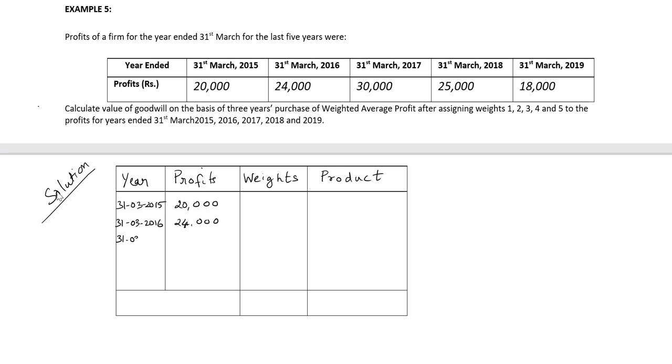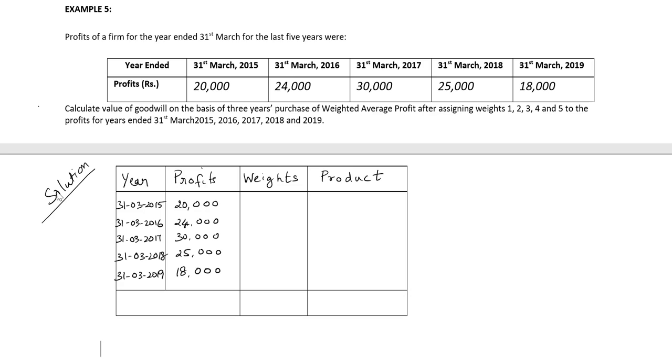For 31/3/2017, the profits are rupees 30,000. The 31/3/2018, profits rupees 25,000. And finally, for 31/3/2019, the profits are 18,000.